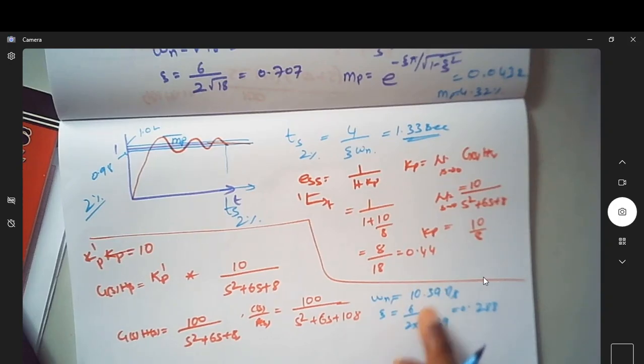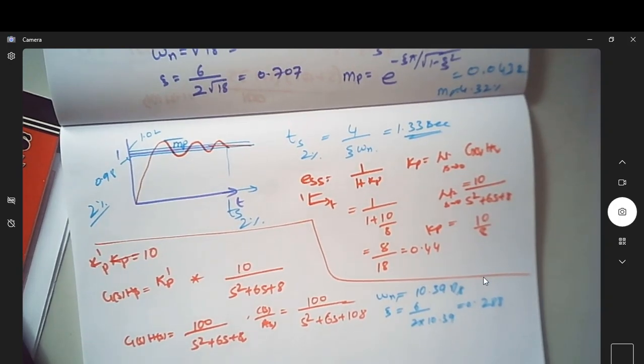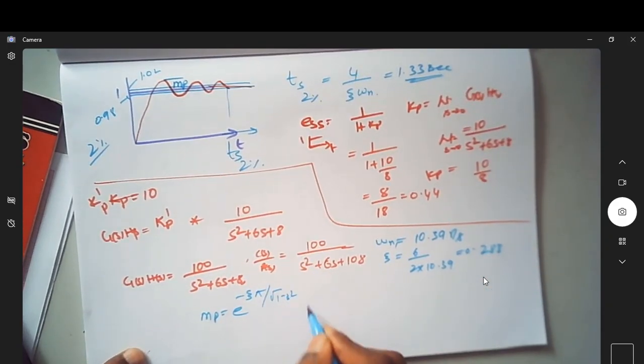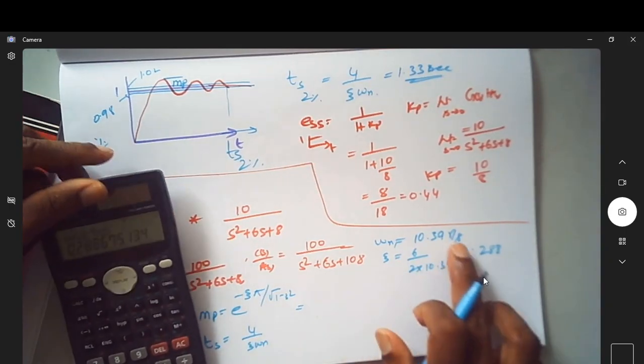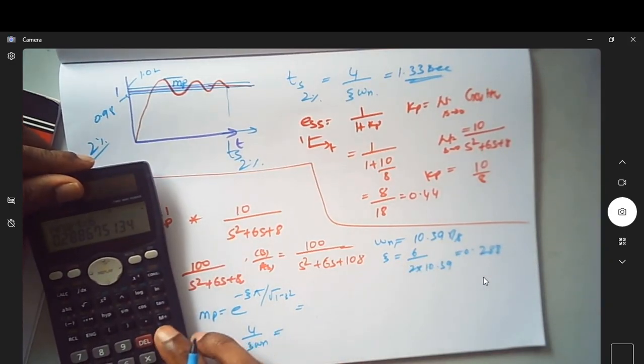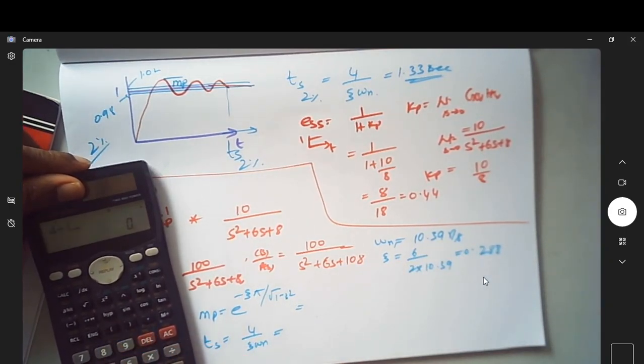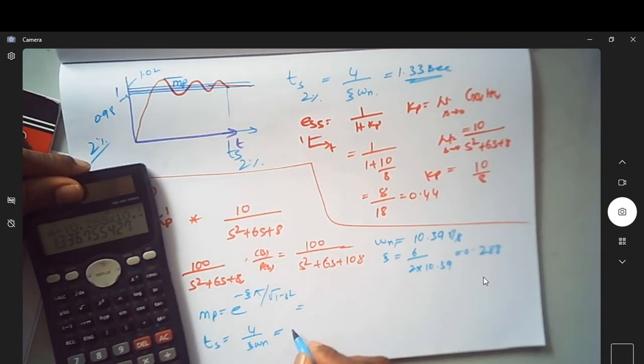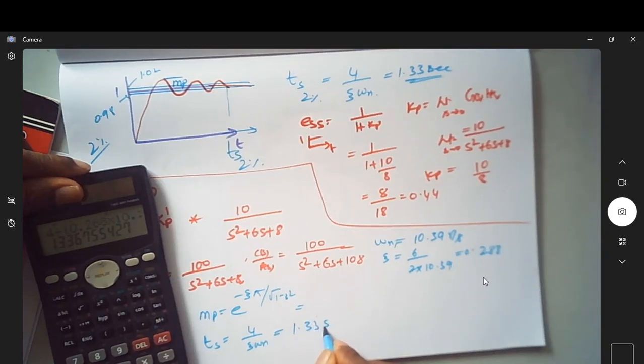So this will have an impact on Mp. What is Mp now? It's e power minus zeta pi divided by under root of 1 minus zeta square. Let us also find what is Ts, which is nothing but 4 by zeta omega n. Is it not 4 divided by 0.288 into 10.39? So now the time is 1.33 seconds.